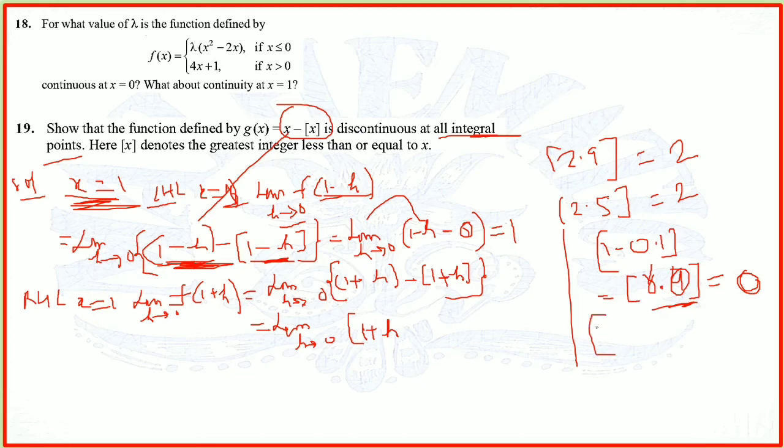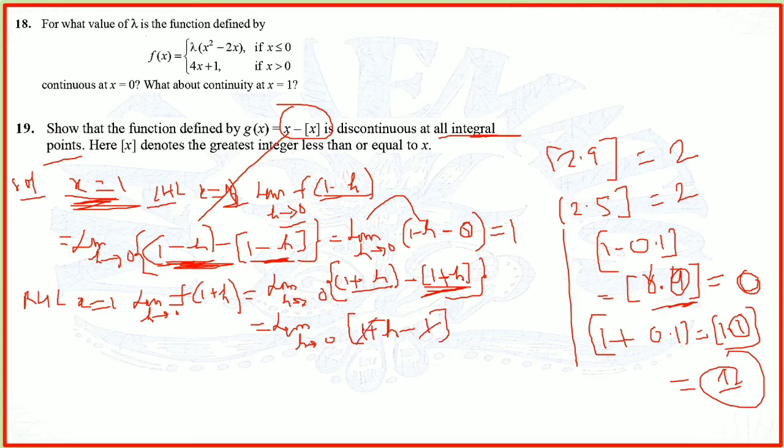Now again for 1 plus h, we are taking h as 0.1, so when we add these two it will become 1.1. Now as I told you, equal to it or less than that, that means this 0.1 we should take as 0, so its value will be 1. So 1 plus h is as it is, minus this greatest integer function of 1 plus h which becomes 1. So now this one and this one cancel and limit h tends to 0, so it is equal to 0.